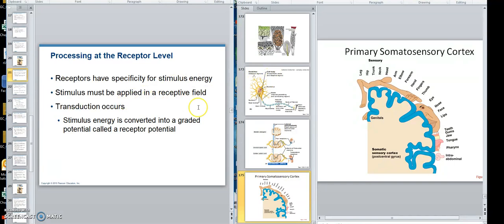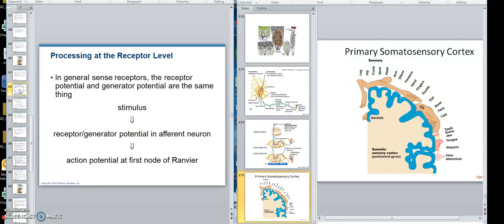Stimulus must be applied in the receptive field, in the area. Receptive field means where's the area, and transduction is converted to a graded potential called a receptor potential. The more you step on my foot, the harder it hurts. It's not like no pain or full pain. Okay? A lot of this is very simple.